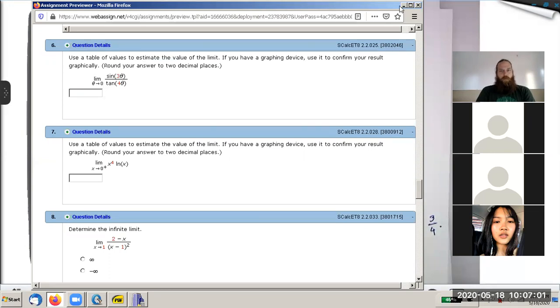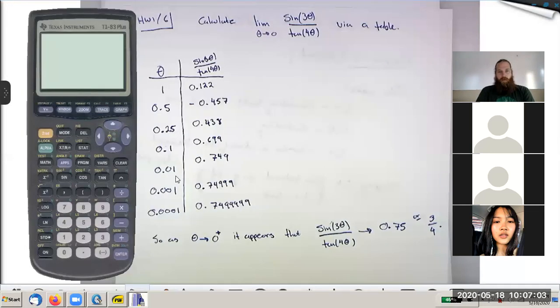So in order to solve the problem, you would have to make a table like this. You don't have to use exactly these theta values, but you do need to plug in some theta values that are close to 0 and try to see what the outputs are getting closer and closer to. But then in WebAssign, they just want this answer. They just want 3/4 or 0.75. Okay, thank you. Of course.